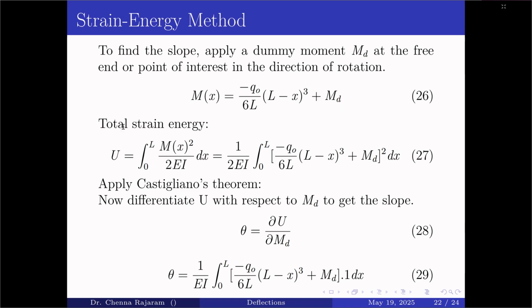Then the total strain energy is U equal to integral 0 to L of M(x) whole square divided by 2EI into dx. Substitute the moment value in this equation, then apply the Castigliano theorem. Now differentiate U with respect to MD to obtain the slope. That is theta is equal to partial U divided by partial MD. Theta is equal to 1 by EI into integral of 0 to L of (minus Q naught divided by 6L into (L minus x) whole cube plus MD) multiplied with 1 into dx.